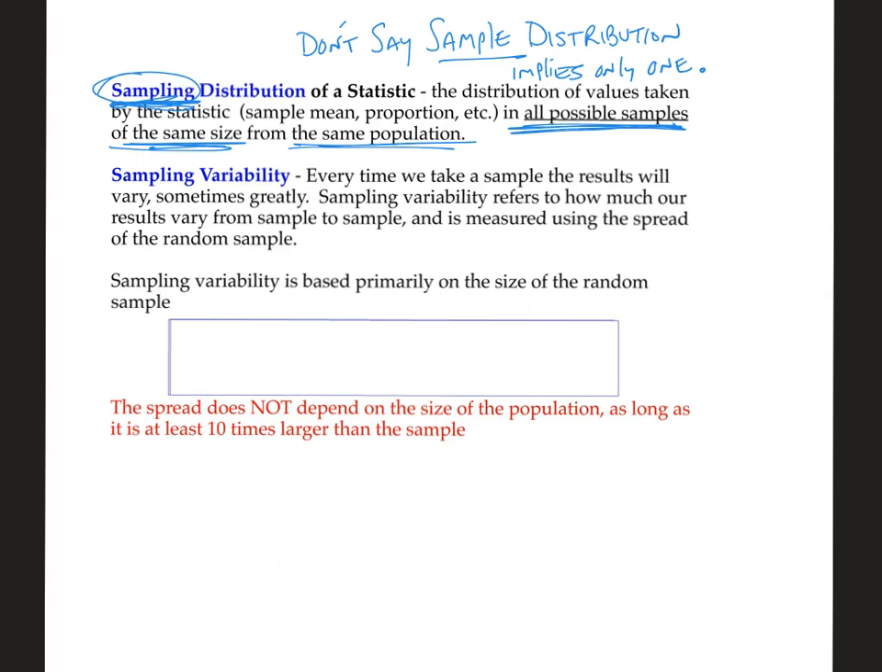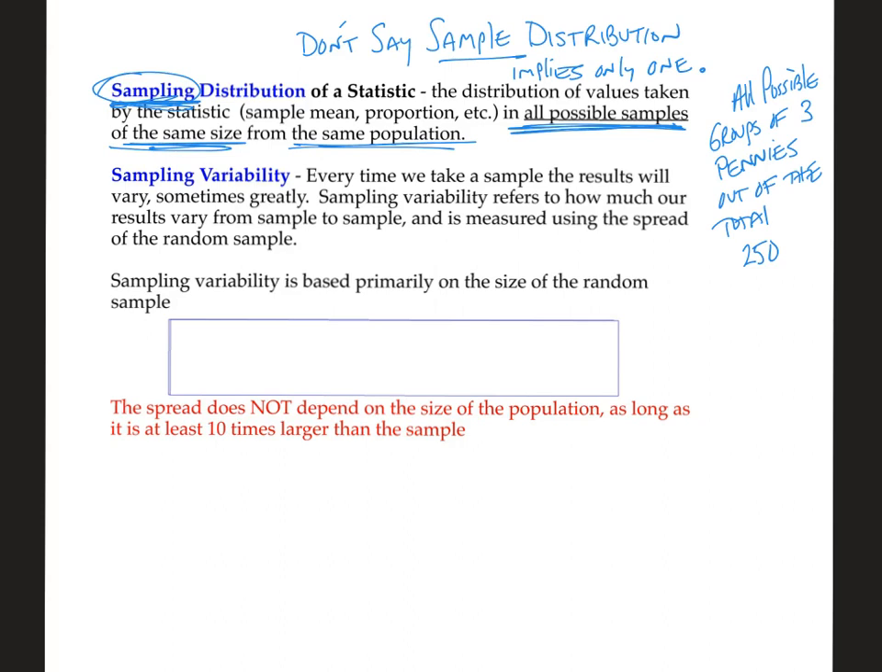So with the pennies, it was like all possible groups of 3 pennies out of the total in the bag, which was like 250. So trying to pick every single possible combination of 3 would take a very long time, but that is what a sampling distribution is.